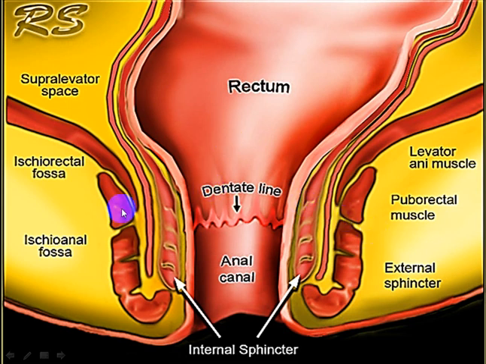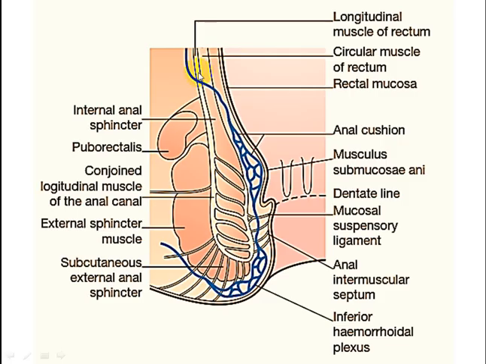Nearby structures here: this is the ischioanal fossa, this is the ischiorectal fossa, and this is the supralevator space in the pelvis, and here is the perineal skin. Here the longitudinal muscle of the rectum descends downwards between the internal sphincter and the external sphincter and gives septation to the nearby structures and to the perineal skin, which is called the corrugator cutis ani.